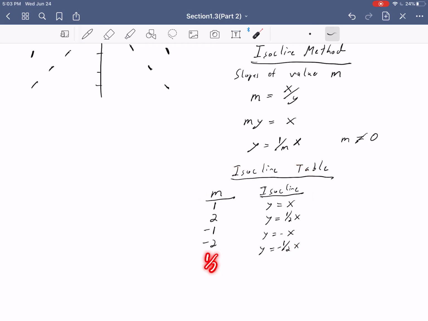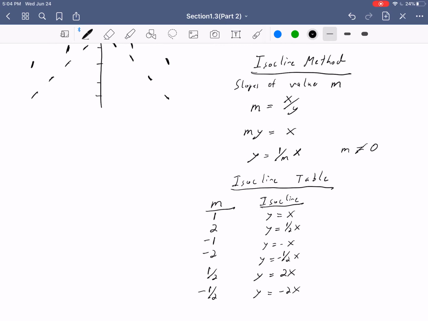We could do slopes of like 1/2 or 3 or something like that if we wanted to. Just for fun, why don't we just try one like that? Why don't we do a slope of 1/2 and -1/2? I guess that would give us things like y equals 2x and y equals -2x. So we could draw those real fast. Might as well do it.